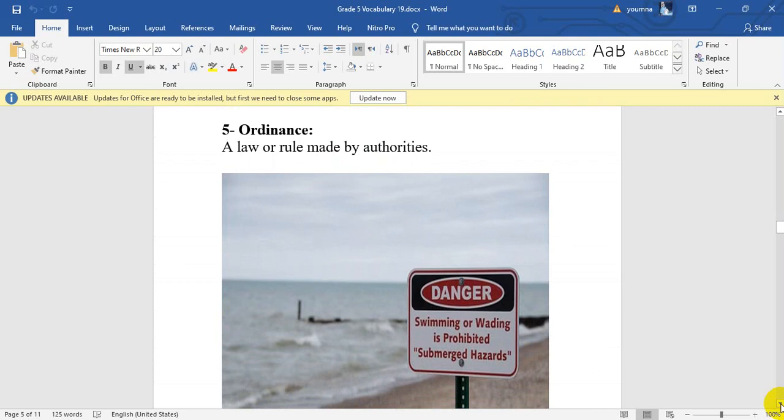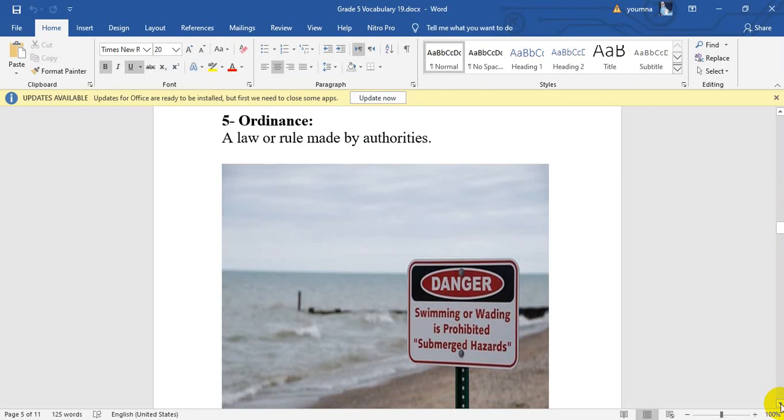And then number 5, the word ordinance. Ordinance, guys, it's from the ordin. So it's something like a law or rule made by authorities. Authorities, something from the government. Okay, for example, as you see here, this banner in the picture, danger, swimming or wading is prohibited, submerged hazards. Hazards, it means dangerous. So this ordinance, guys, it's written by the authorities or by the government. So it's a rule or a law or discipline that must be followed. So ordinance, it means a law or rule made by authorities.